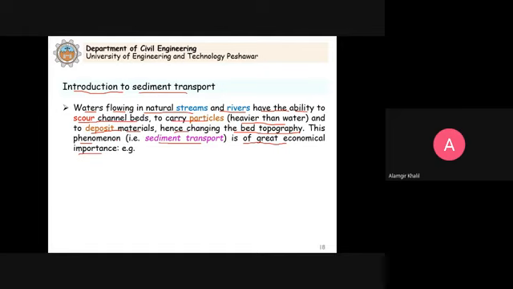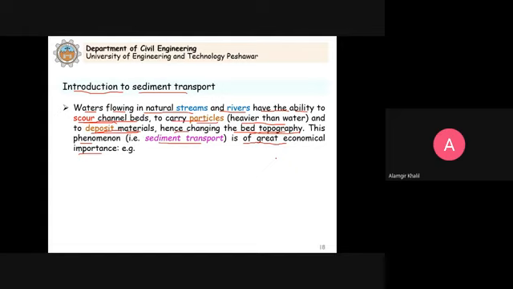Water has the ability to scour the channel bed. This is happening. Water carries particles along in the rivers and streams. And then when the water stops somewhere, those materials settle down. So that material is deposited, and because of that the bed topography of the streams and rivers is changing. You already know that rivers change their course over a period of time due to these different conditions. So this thing is happening.